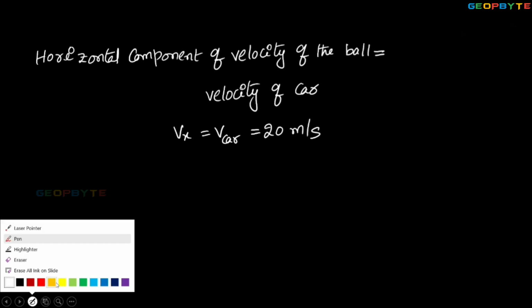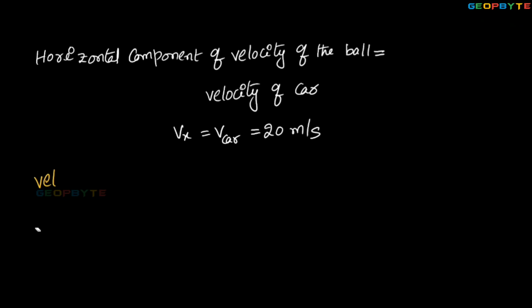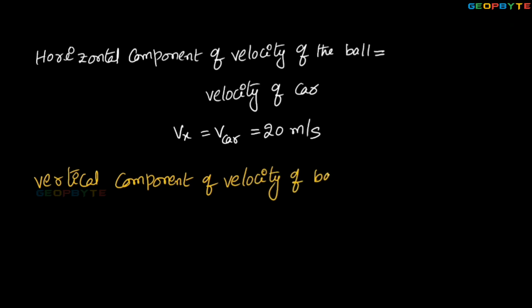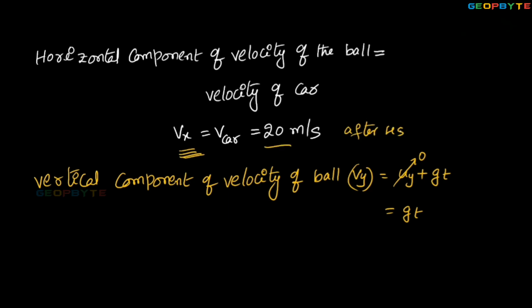Okay. Now the vertical component of velocity of the ball. Vy equal to Uy plus gt. Okay. Here it is dropping, so Uy equal to 0. That is equal to gt. Here it is asking what is the velocity after 6 seconds. This is the velocity of the car after 4 seconds. Then the vertical component of velocity after 6 seconds means here t should be 6 minus 4 equal to 2 seconds. It is equal to 10 into 2, 20 meter per second.